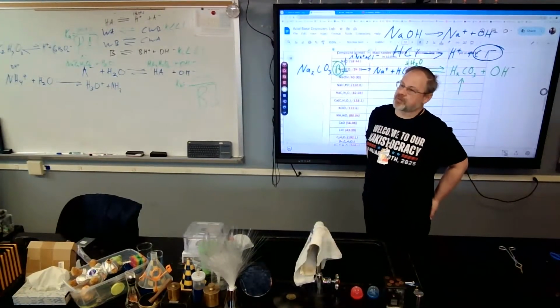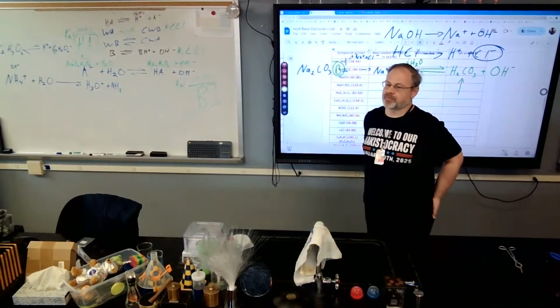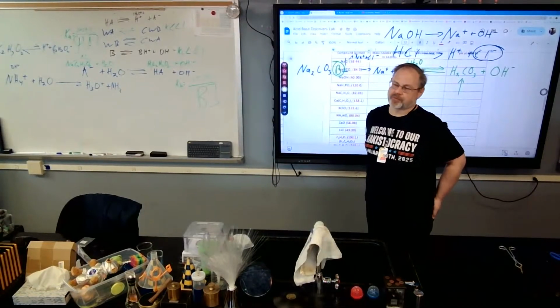Beryllium hydroxide, magnesium hydroxide, calcium hydroxide, strontium hydroxide are all going to be strong bases because they have the hydroxide with them.